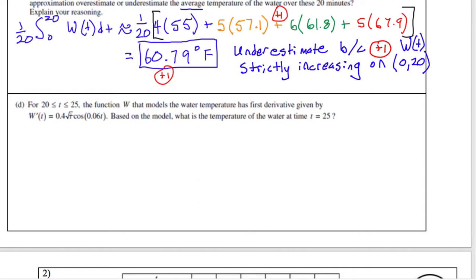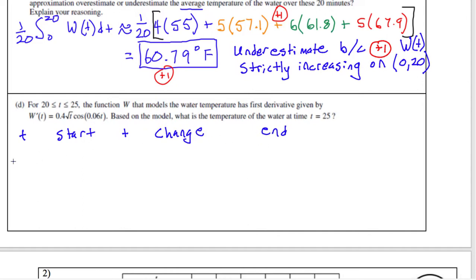Thank you. All right, so for D, now we need to get this equation modeled by w prime of t. This is a rate. W models the water temperature, so w prime of t is the rate of the water temperature change. I need to find the temperature at time equals 25. So if w prime is a rate, this is a start plus change equals end problem. I need the start, add the change, and then get the end value.